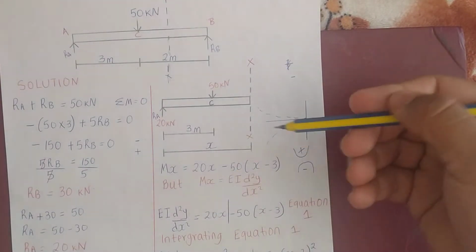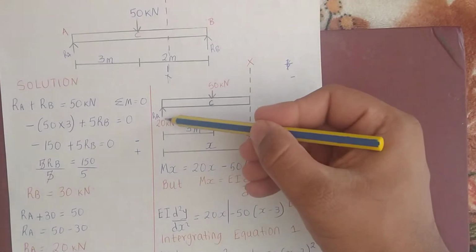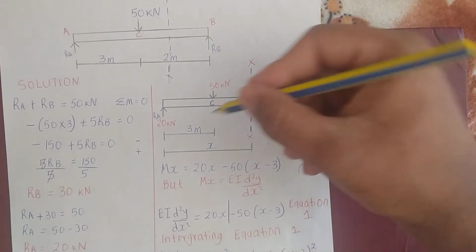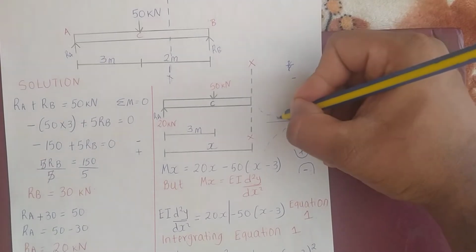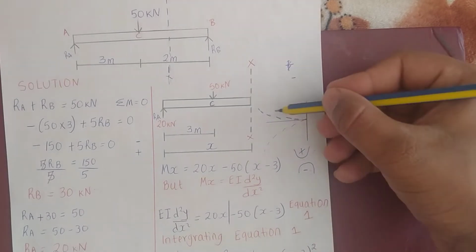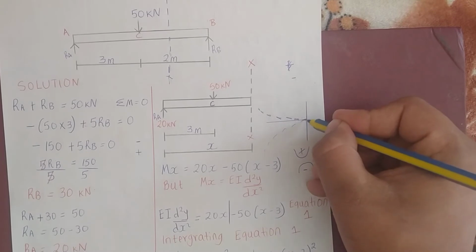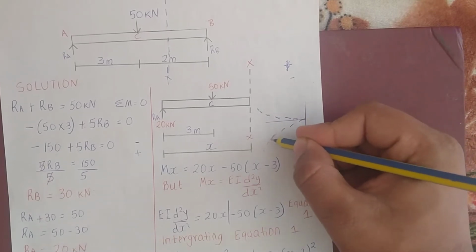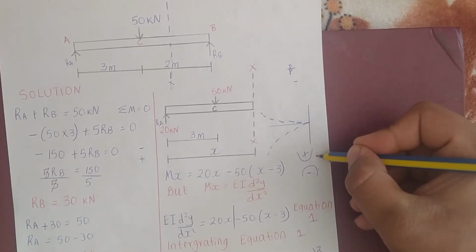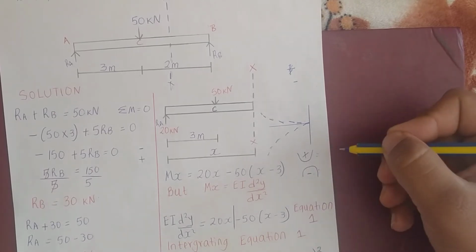First of all, you just come and write MX is equal to, so this 20 kilonewton load will make the beam bend in this direction, like this. When the beam bends in this direction, we take it as positive, and when the beam bends in this direction, we take it as negative. So it is positive for the case of sagging and negative for the case of hogging.